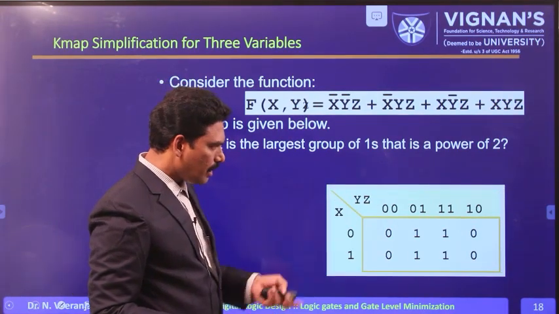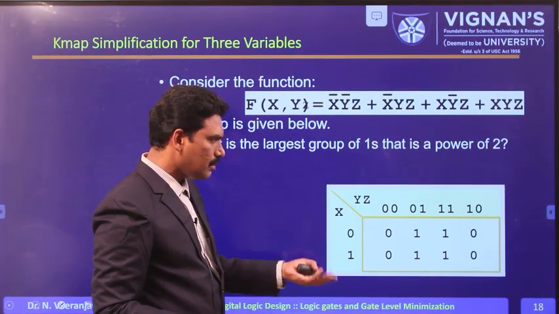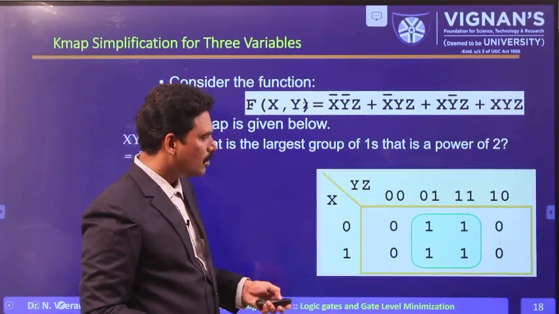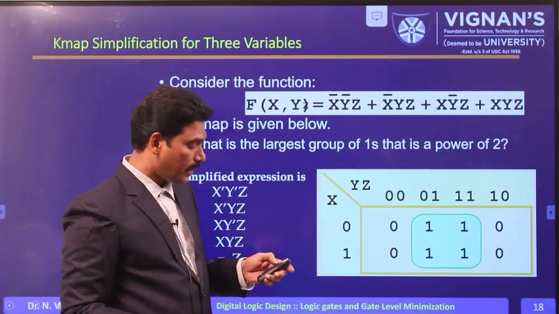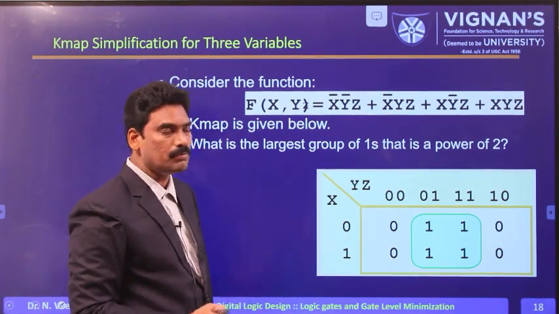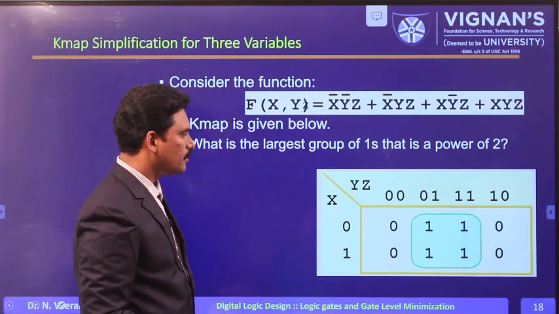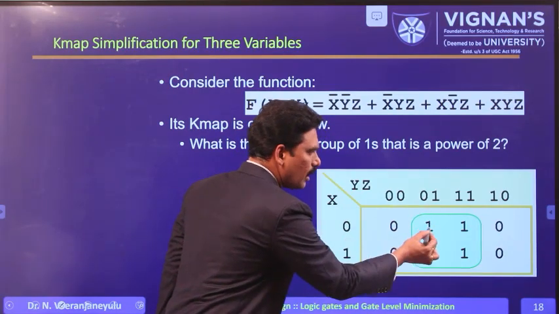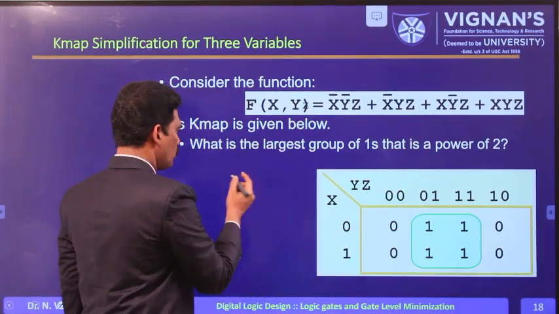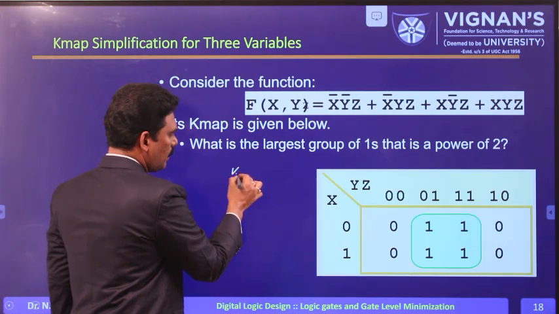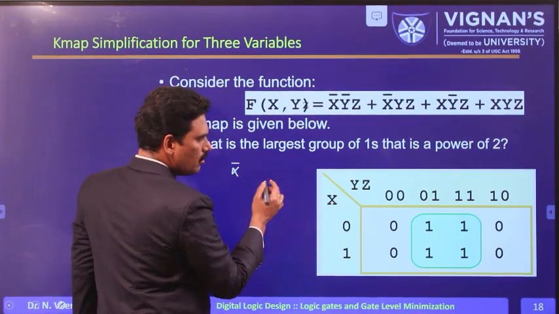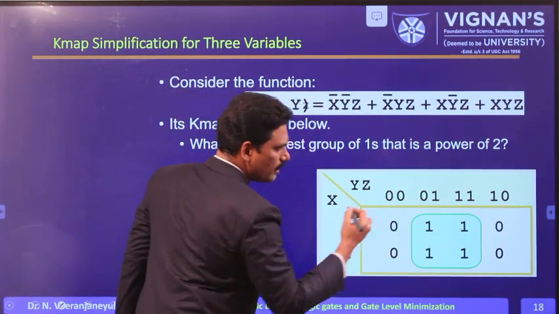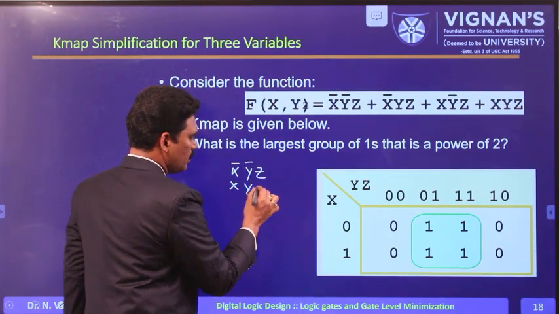Now this is called mapping. How are we going to perform this? These are 4 ones, and grouping is possible. So how do we write the simplified expression for this? This is x bar, y bar, z, the first one. And this one is x bar, y, z.